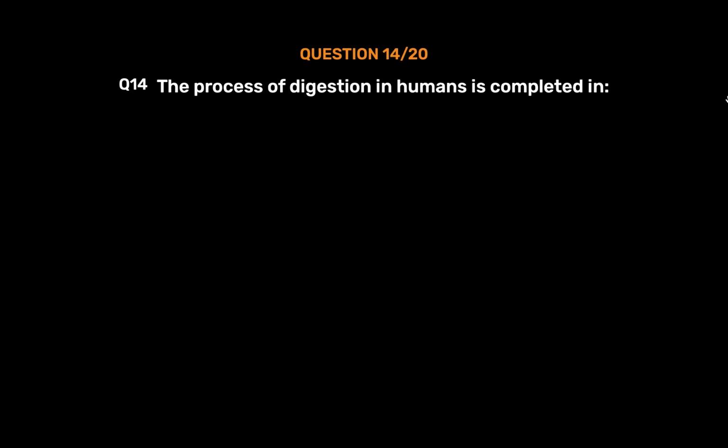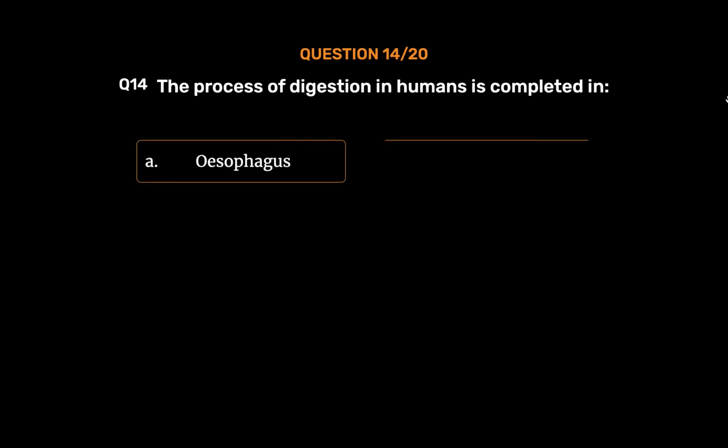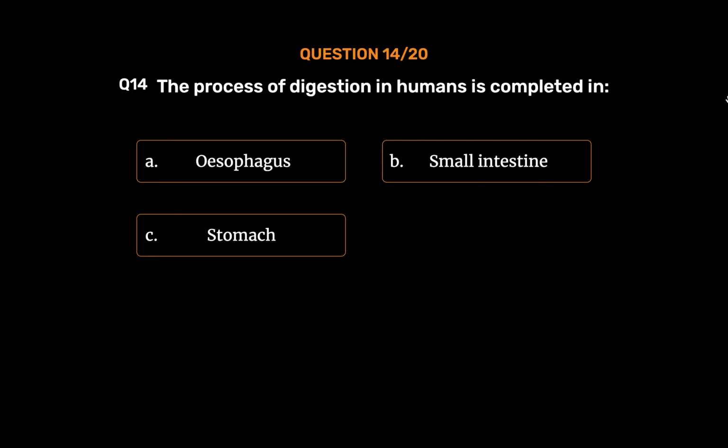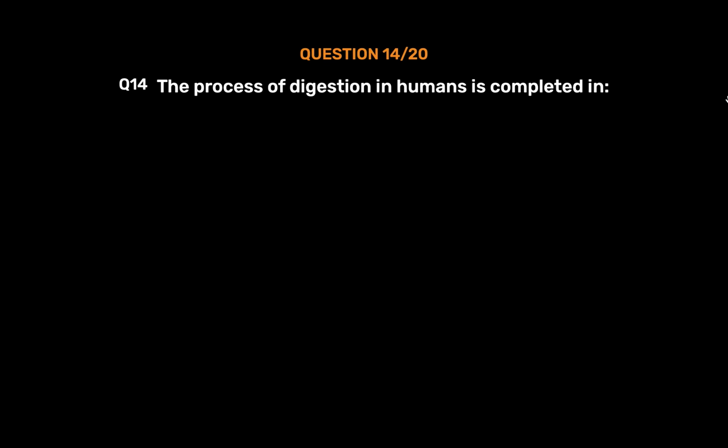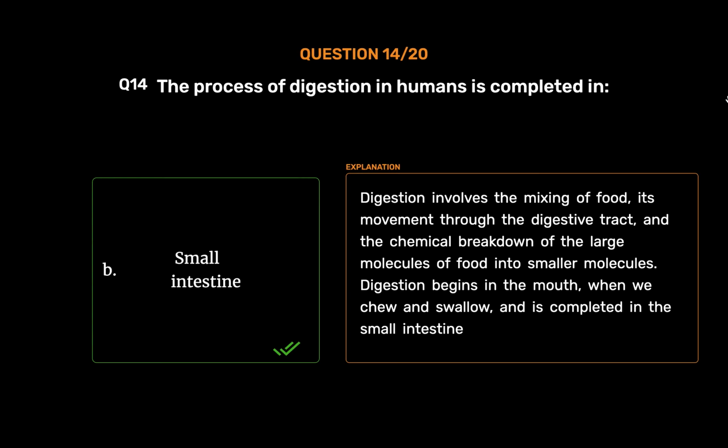Question number 14. The process of digestion in humans is completed in option A. Esophagus. Option B. Small intestine. Option C. Stomach. Option D. Large intestine. The correct answer is option B. Small intestine. Digestion involves the mixing of food, its movement through the digestive tract, and the chemical breakdown of the large molecules of food into smaller molecules. Digestion begins in the mouth, when we chew and swallow, and is completed in the small intestine.